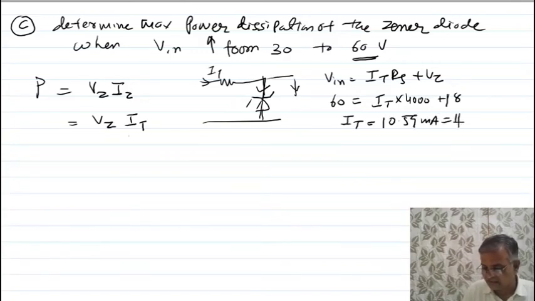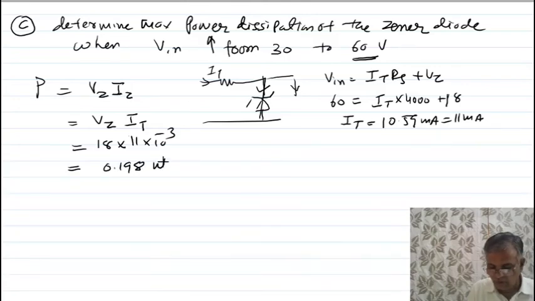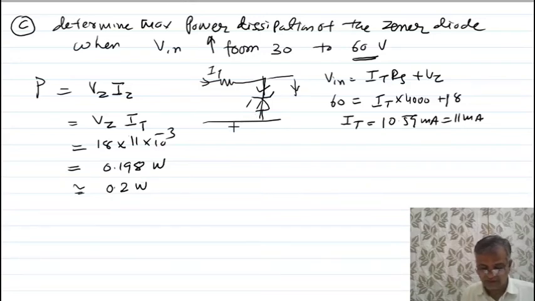This I already did the calculation, so you can check. So 11 milliampere. VZ is nothing but 18 multiplied by 11 milliampere. I will get of the order of 0.198 watt, so 0.2. So you require a Zener of the order of 0.2 watt. So in the circuit, you have to connect the Zener whose power rating is of the order of how much? You can say 0.2 watt.